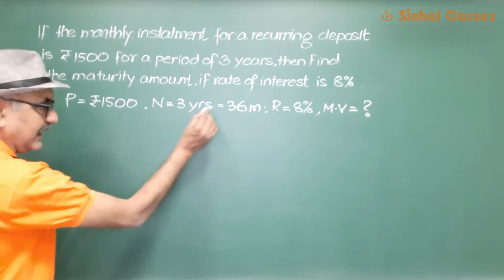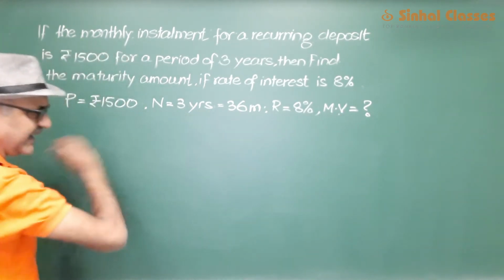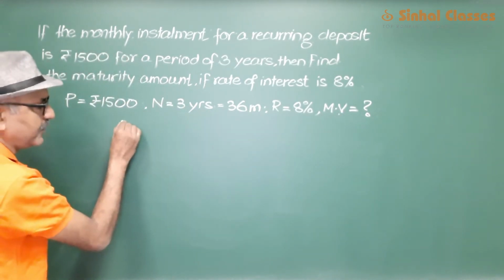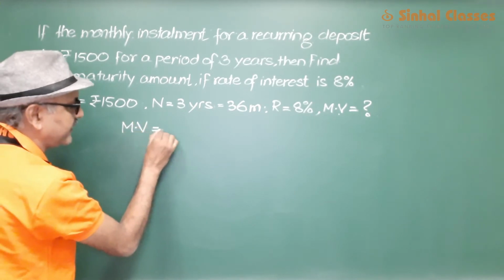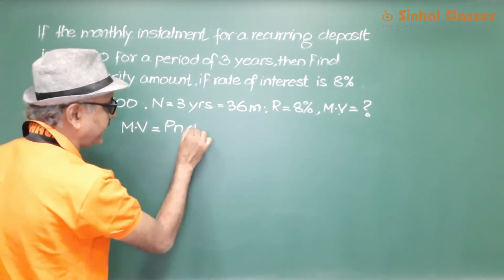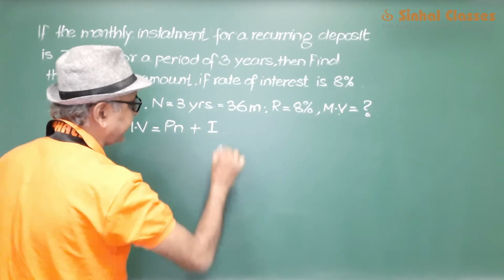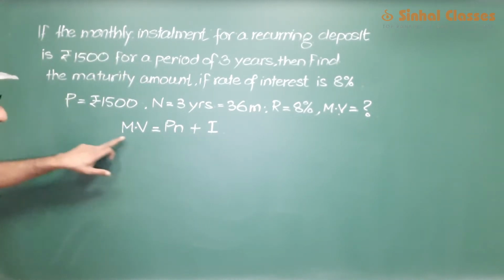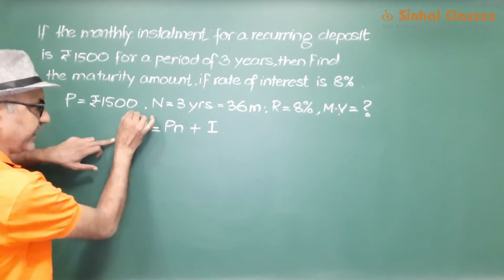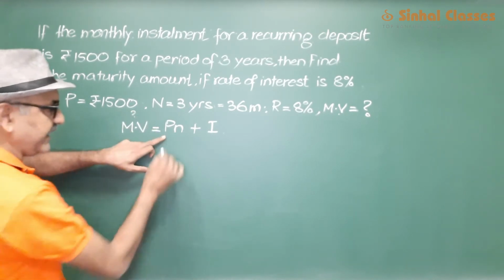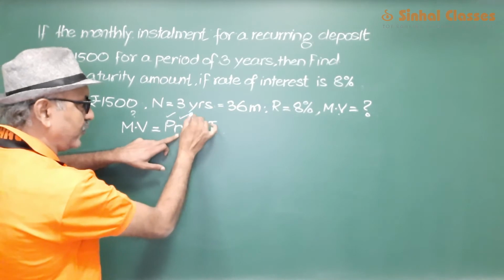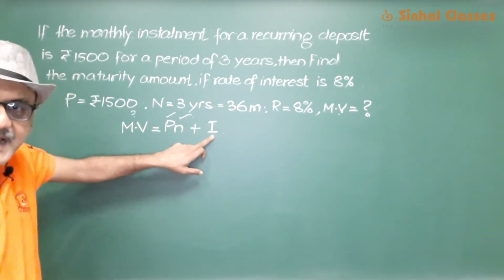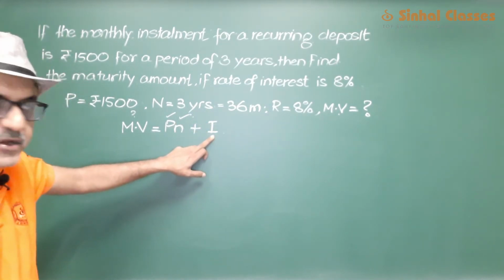Now, since we want to find out MV, let us straight away use the formula for MV. Now the formula for MV is Pn plus I. MV is equal to Pn plus I. MV is what you want to find out. P, you know the value of it. N, you know the value of it. As far as I is concerned, we don't know the value of I.